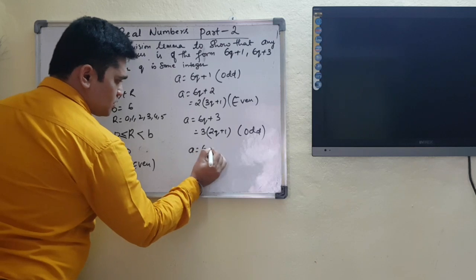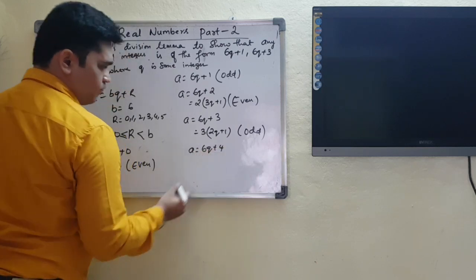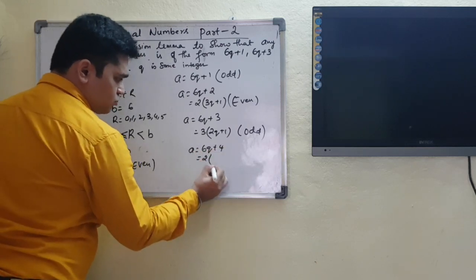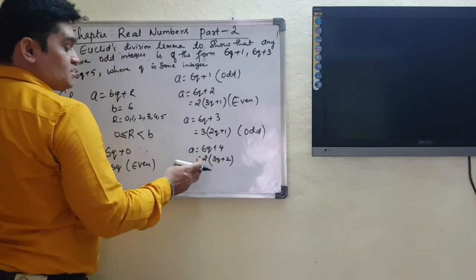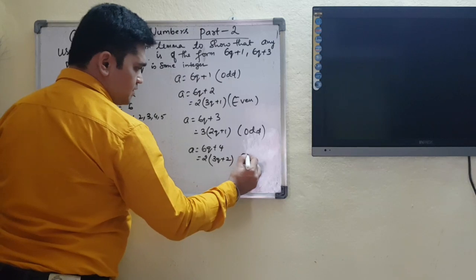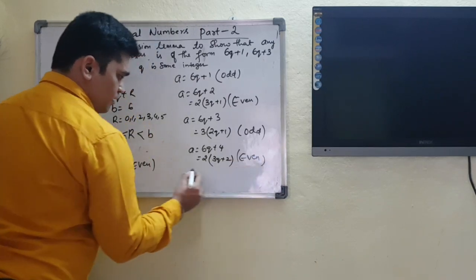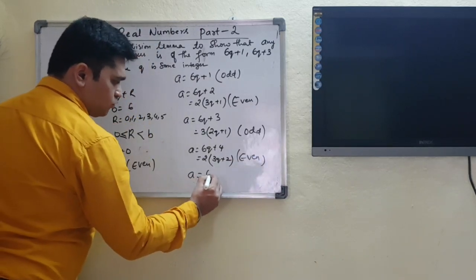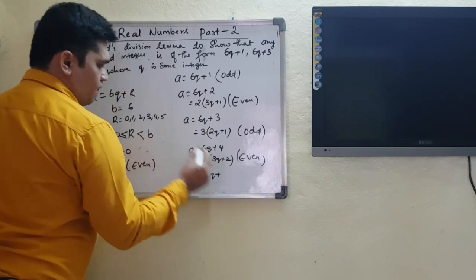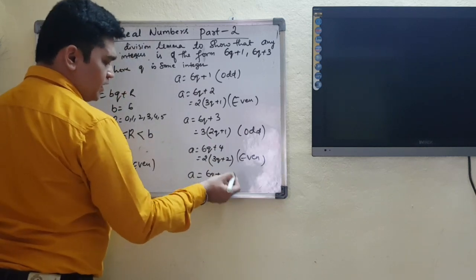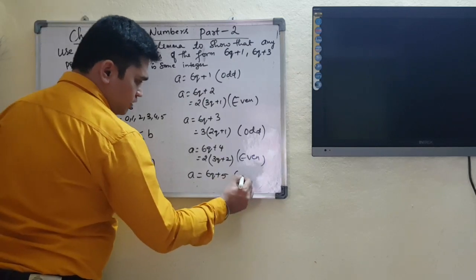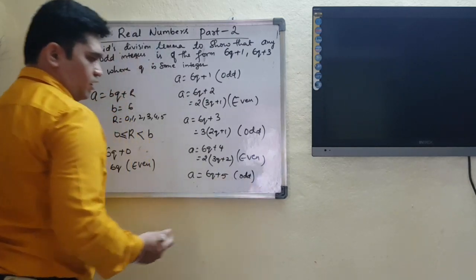A equal to 6q plus 4. If you check, 2 is common. 3q plus 2, and since it's a multiple of 2, this becomes even. The last one, a equal to 6q plus 5. Is any common? We cannot take. So since it's ending in an odd number, the equation comes as odd.